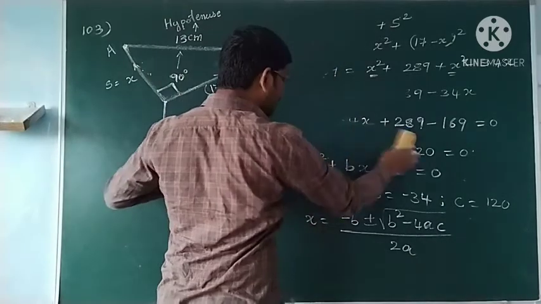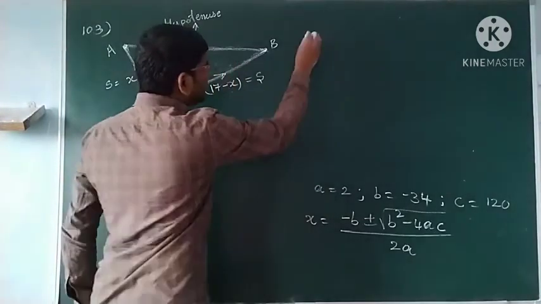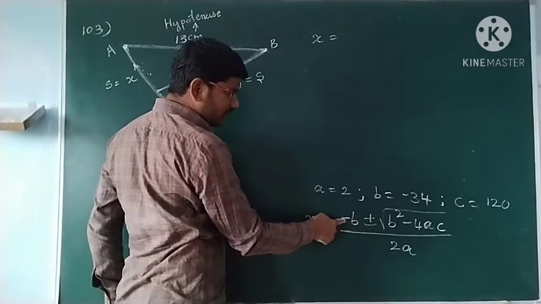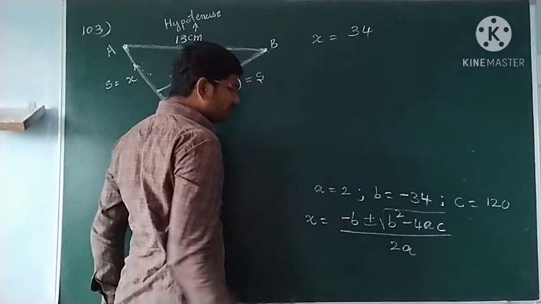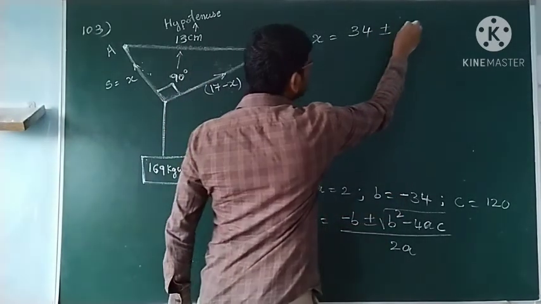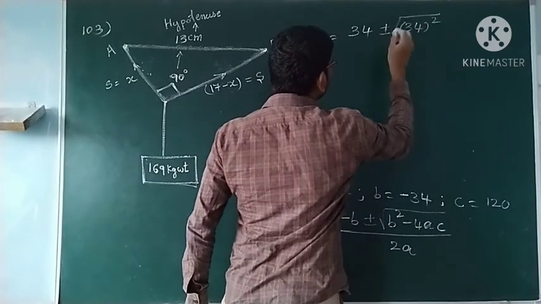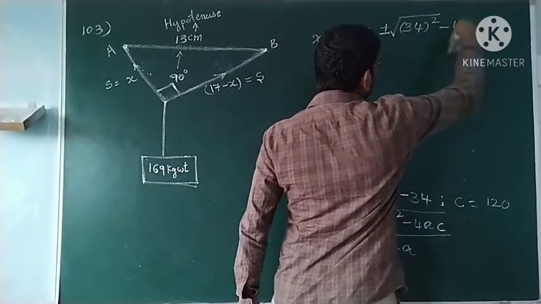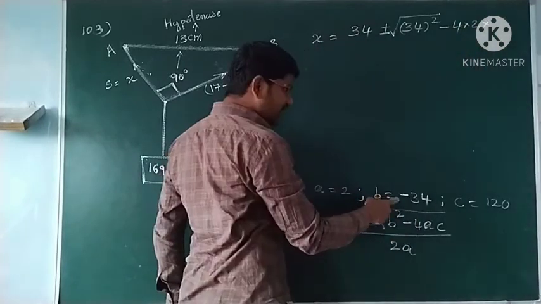Now if we solve it, okay students, then x is equal to minus b, b again with a minus in the formula, so we have 34 plus or minus square root of b square. b square means 34 whole square, 34 whole square minus 4 into a value 2 into c value 120.